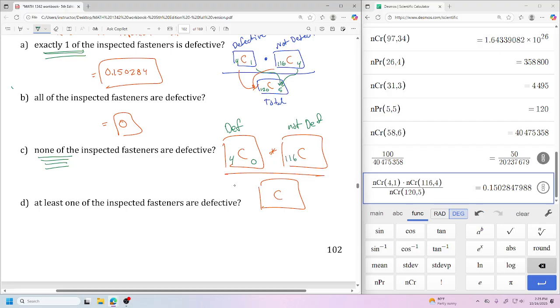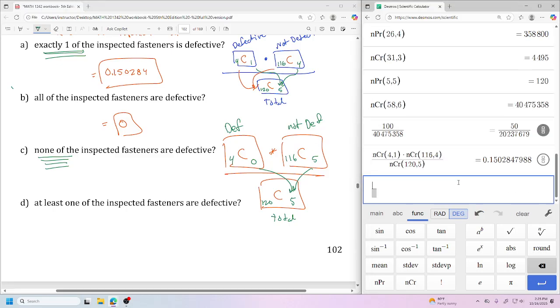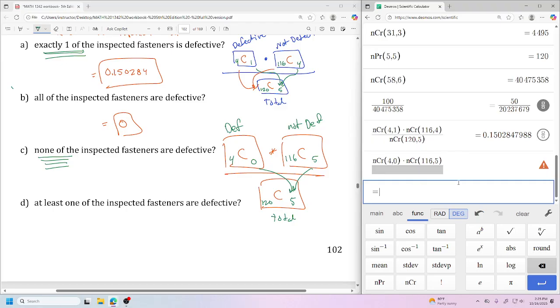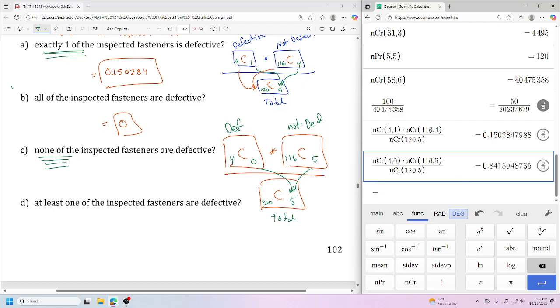116. How many should I be holding in my hands? Again, I'm picking out 5. Yeah, exactly 5. And remember how these add up? Because this is the grand total. This is the total box. And then those other ones add up. Yep. Here we go. So nCr 4, 0 times nCr 116, 5. Oops. And then nCr 120, 5. Awesome. 0.84159. There we go. Sweet.